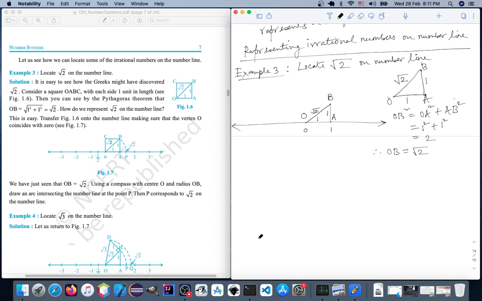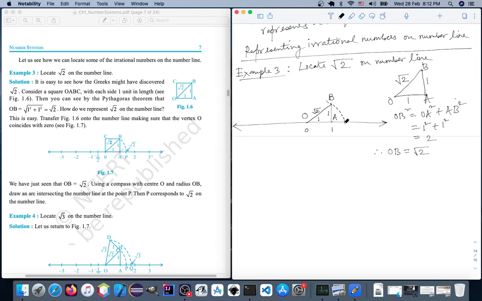Now we take a compass, and with O as the center and radius OB, we make an arc, and the arc will intersect the number line at a point P. Let's say this was A, this was origin O, and this is point P.